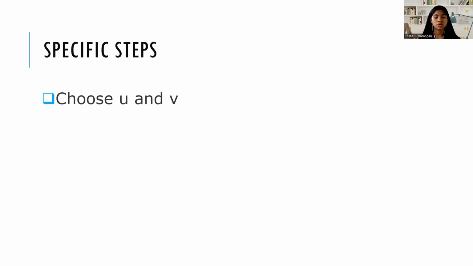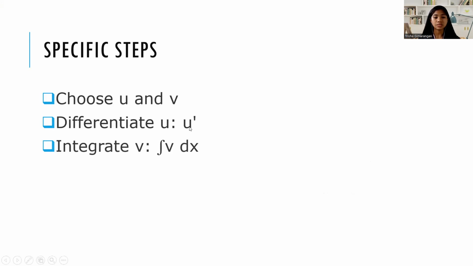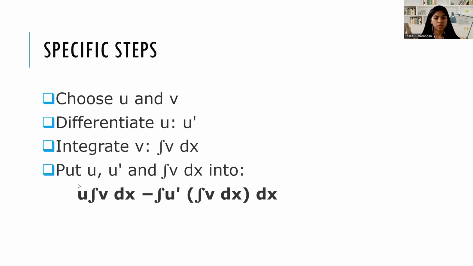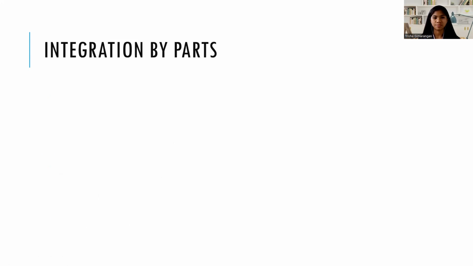First, we need to choose or identify the u and dv. Next is differentiate the u, which is in this form right here. And then the next step is to integrate dv, which is in this form. Put u and v in the formula: uv minus the integral of v du. And finally, simplify and solve.